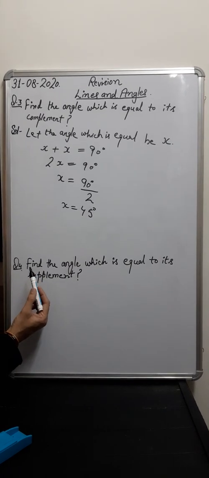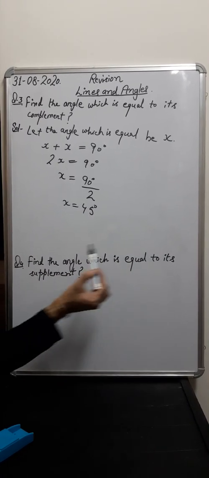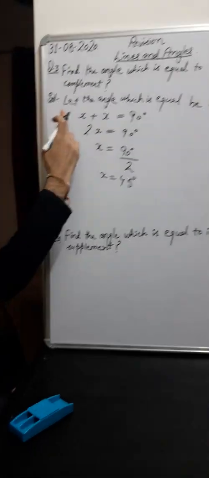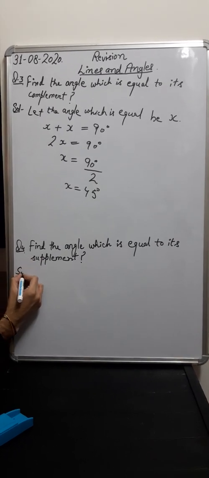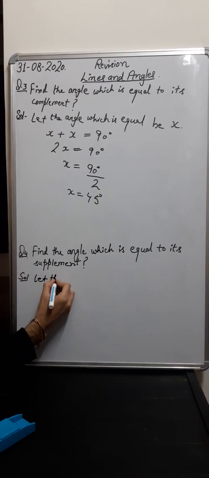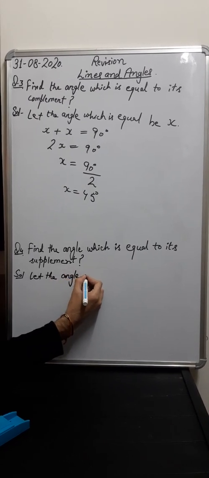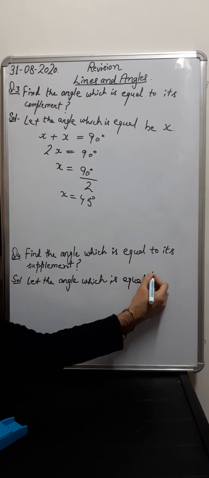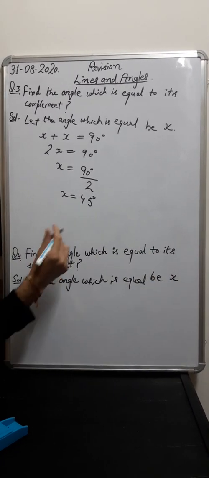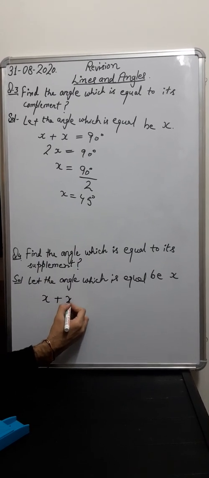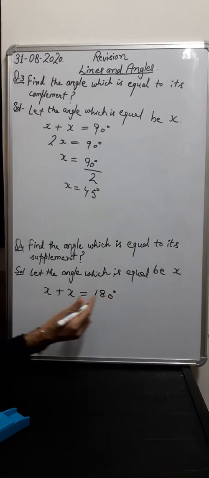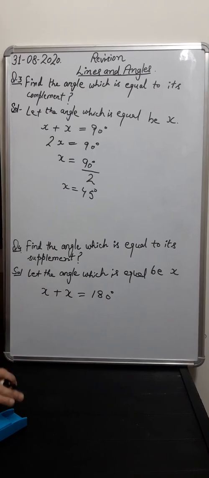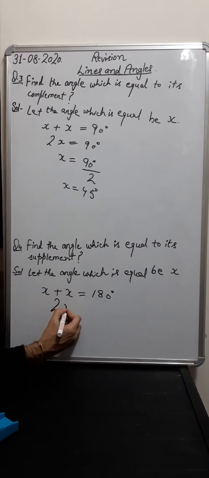Now question number 4: find the angle which is equal to its supplement. In the previous question we took the complement, that is 90. Here again let the angle which is equal be x. So here x plus x equals 180 degrees. Why have we taken 180 degrees? Because it is a supplement. So if one angle is x, the second angle will be x. So x plus x gives you 2x.